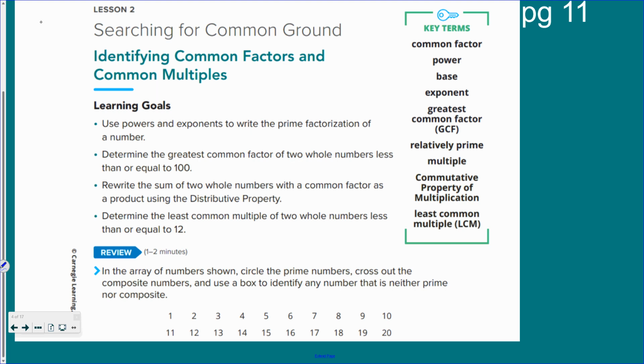We are going to continue with our distributive property and our math properties, and we're going to move into greatest common factors and least common multiples. But the first thing we're going to do is review the different types of numbers. So look at the bottom of your page where it says review. It says circle the prime numbers, cross out the composite numbers, and use a box to identify any number that is neither prime nor composite.